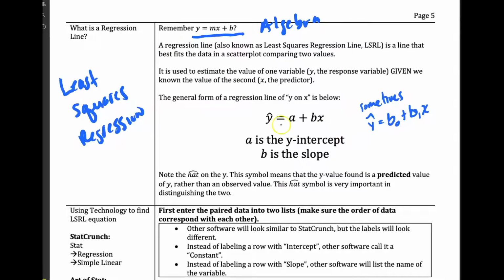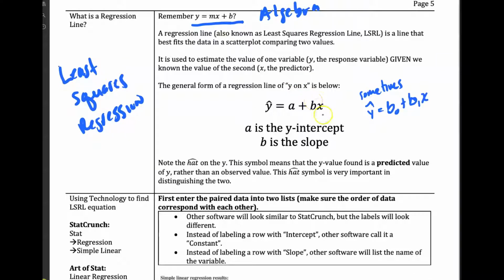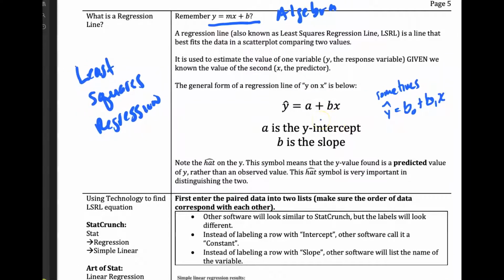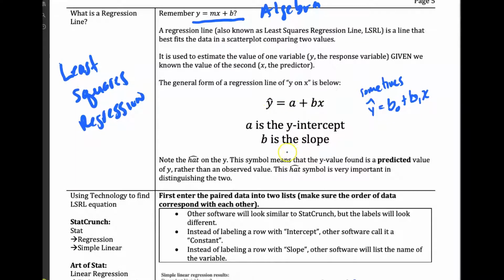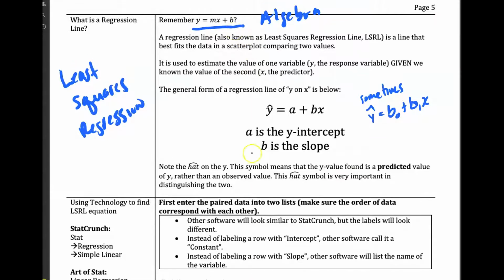You'll see it in this way where we end up with a slope and y-intercept. You may need to do a quick review of y equals mx plus b if you've forgotten all that. But in statistics, you'll see many times y hat equals a plus bx. A is the y-intercept, b is the slope. You may see it as b0 plus b1x. They all mean the same thing, just different variables. You see mx plus b in mathematics classes like algebra.